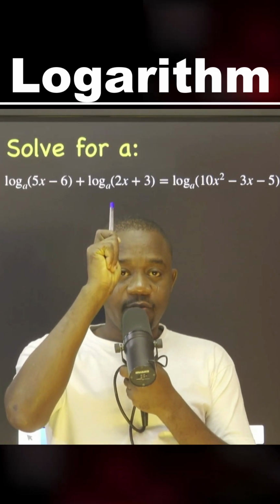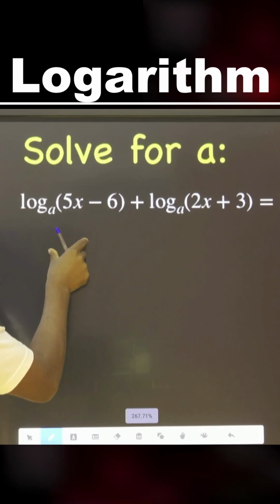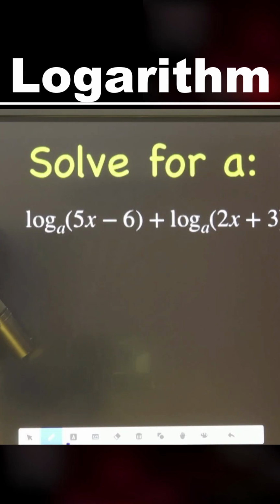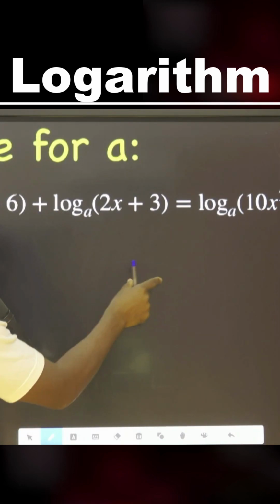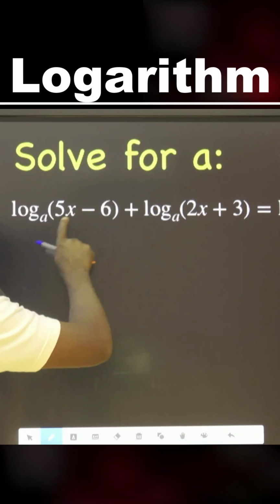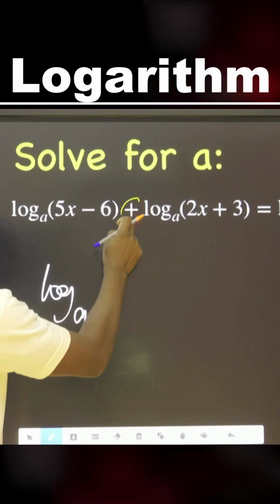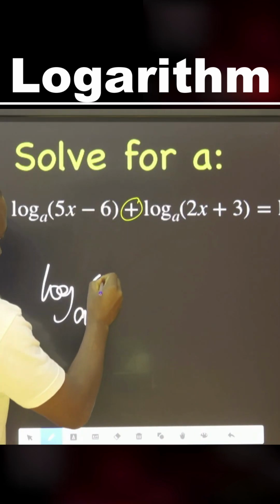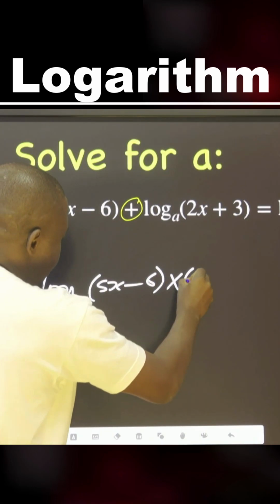Let's work on this. We are asked to find A. As you can see, this alone is base A. This two is base A. This is base A. Because these two have the same base, I will take one, this is plus, I will multiply these ones together.